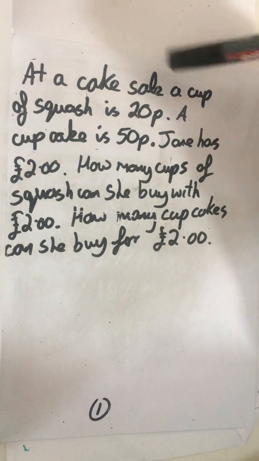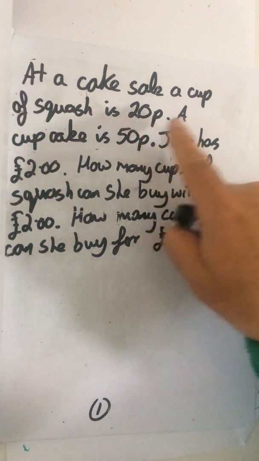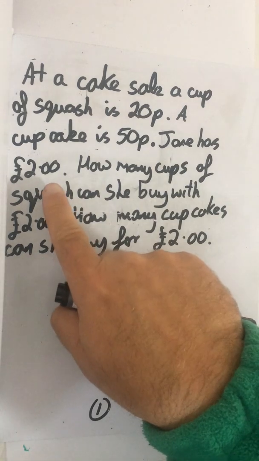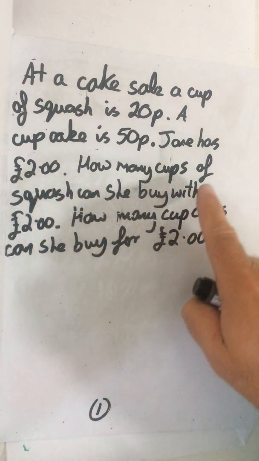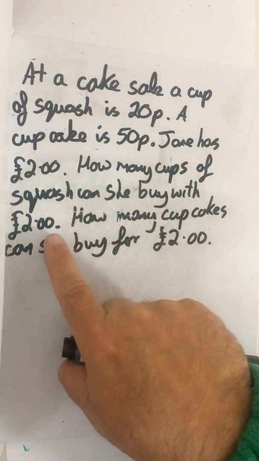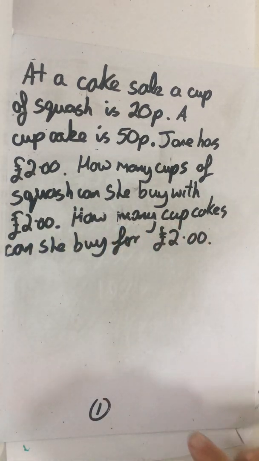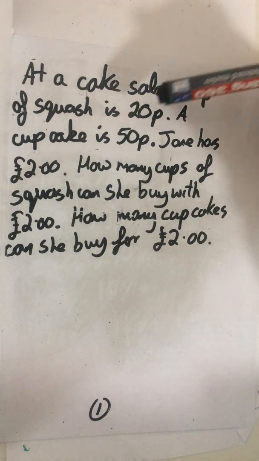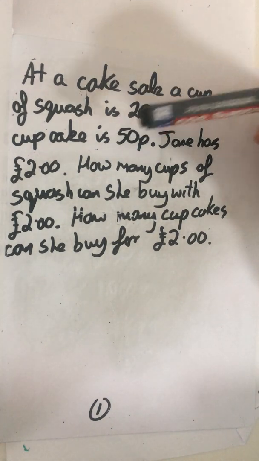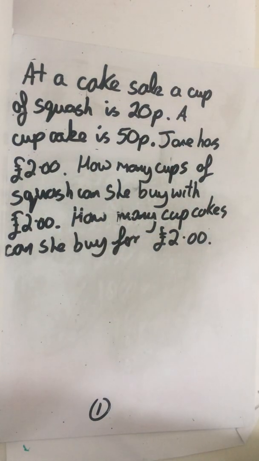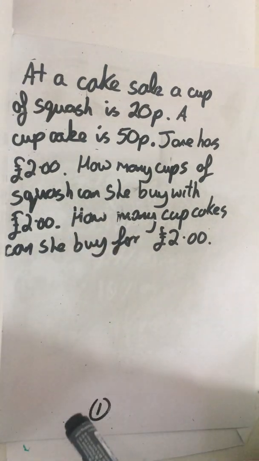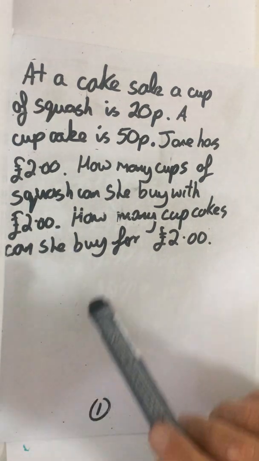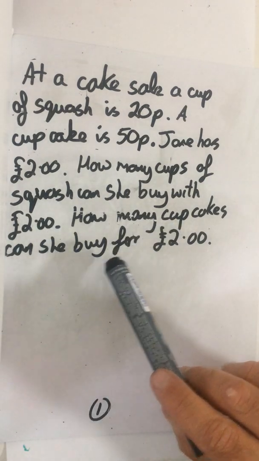At a cake sale, a cup of squash is 20p. A cupcake is 50p. Jane has £2. How many cups of squash can she buy with £2? How many cupcakes can she buy for £2? Okay, so she's at a cake sale. Squash is 20p. Cupcakes are 50p. She's got £2. How many cups of squash could she buy for her £2? Or how many cupcakes could she buy for £2?